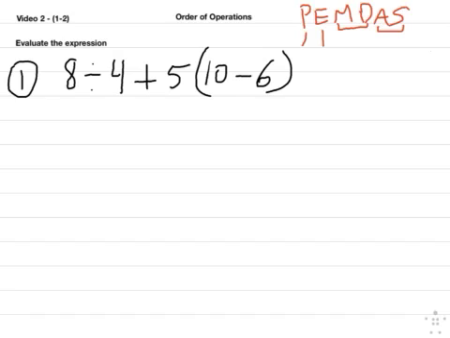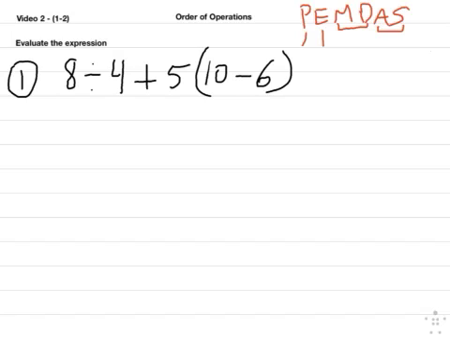Alright, so let's try this one. Evaluate the expression. That sounds really fancy. That just means make this look simpler. Do all these things, okay? So we have 8 divided by 4, plus 5, and then times this 10 minus 6, right? So what should we do first?